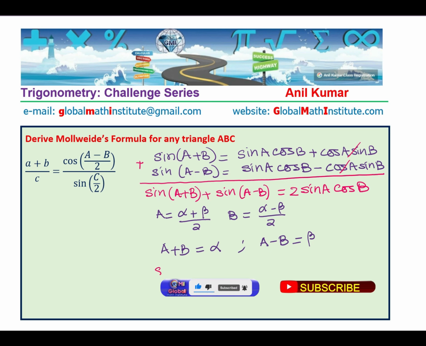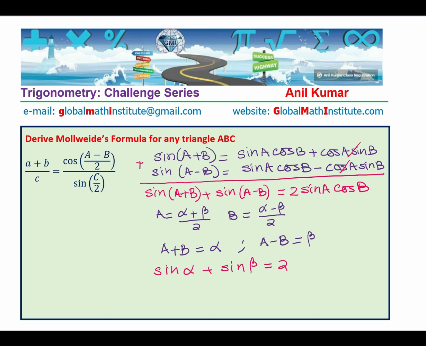So from here, we actually can replace A plus B with alpha. So we can say sine of alpha plus sine of beta equals 2 times sine of alpha plus beta by 2, and cos of alpha minus beta by 2. Makes sense. So you see what we have done: we have converted the sine A plus B, sine A minus B formula into the sum to product formula. So this is also a standard formula which is called sum to product.